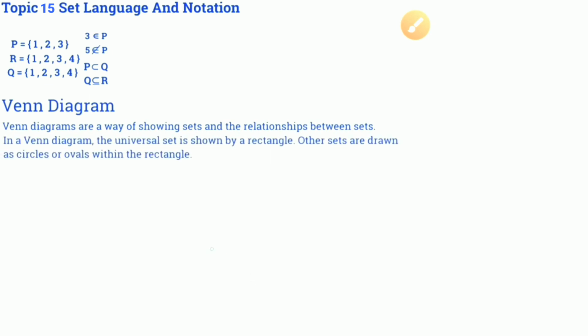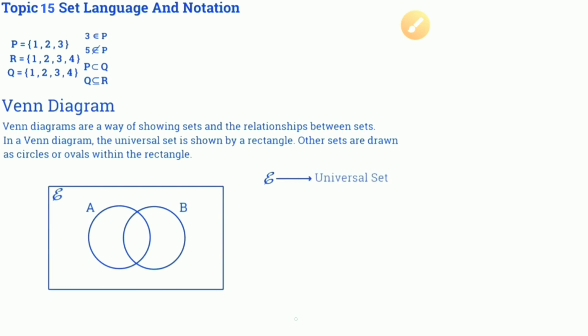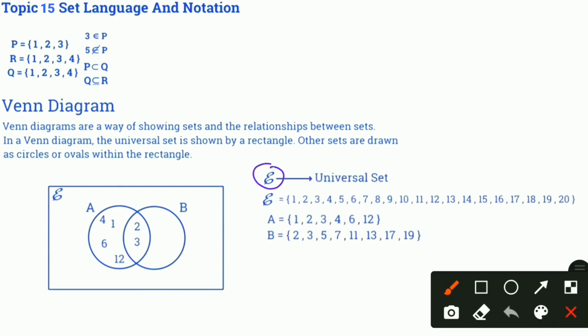Okay. Venn diagrams are a way of showing sets and the relationship between sets. In a Venn diagram, the universal set is shown by a rectangle. Other sets are drawn as circles or ovals within the rectangle. The universal set is a rectangle which contains all the possible values.